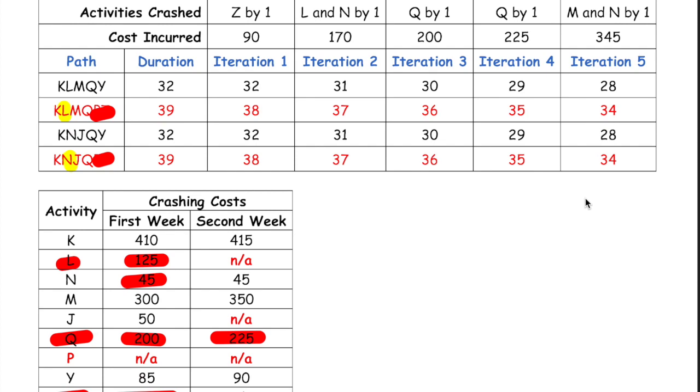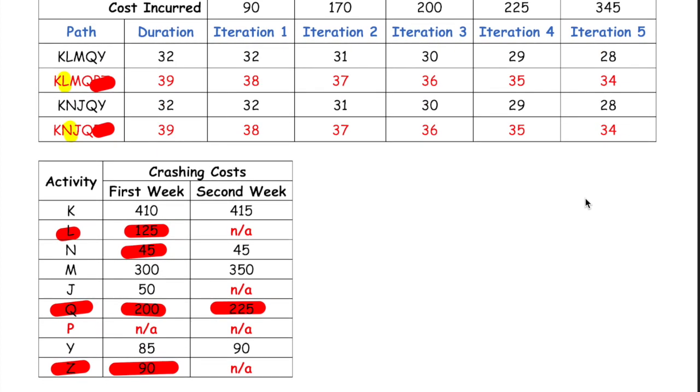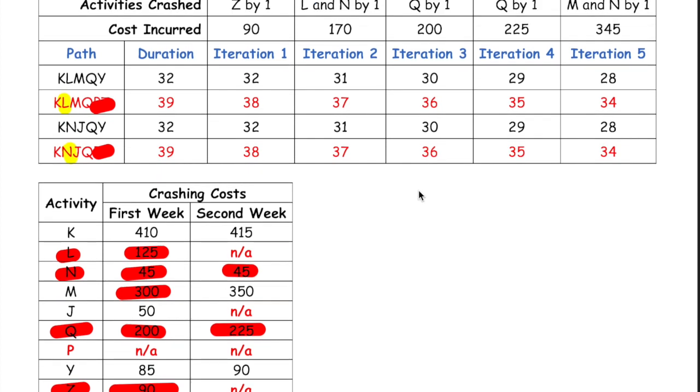At the end of this iteration, we have now max crashed N, since we've crashed it for the total of its 2 weeks, so we can no longer crash activity N, and we've also crashed M for 1 week, so this one could be crashed for 1 more week. So let's now talk about the sixth iteration. If we were to continue this process, what would be the cost?